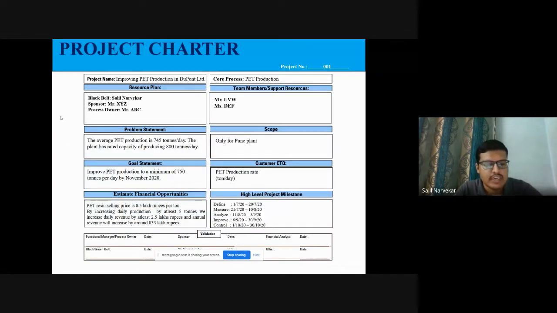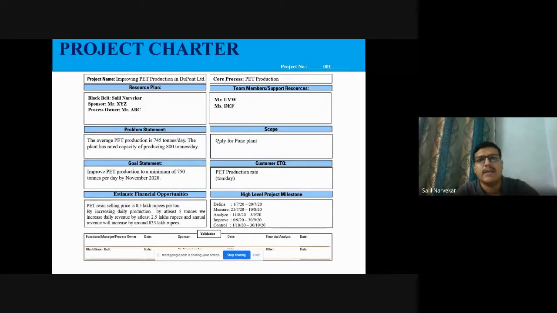So coming to the project charter. When we come to the define phase, the project charter is one of the most important parts of the project, because the entire thing we are going to do in the project depends on it. We talk about what the problem statement is, what the scope is. Now, you would ask why the scope is that important.